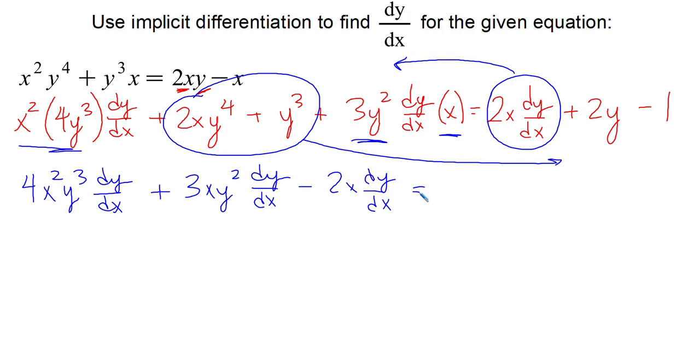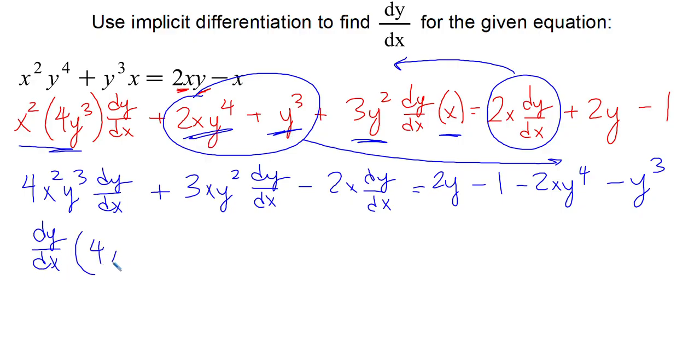And that's going to equal, on the other side, we had a 2y minus 1. And we're going to then subtract the 2xy to the fourth and subtract the y cubed, these two terms right here that did not have the dy dx's attached to them. Now we can factor out our dy dx. So we've got 4x squared y cubed plus 3xy squared minus 2x. And we still have all that same stuff on the right-hand side.